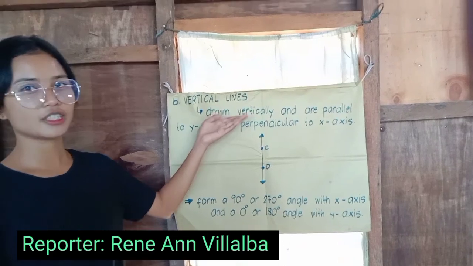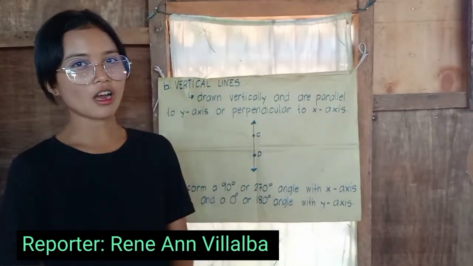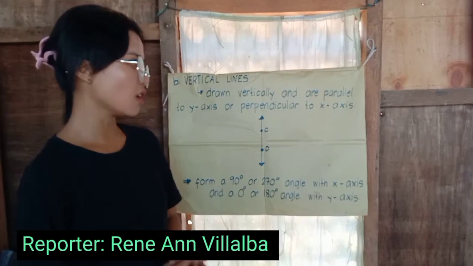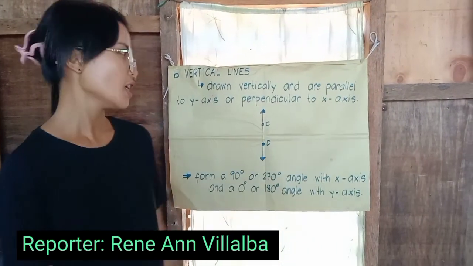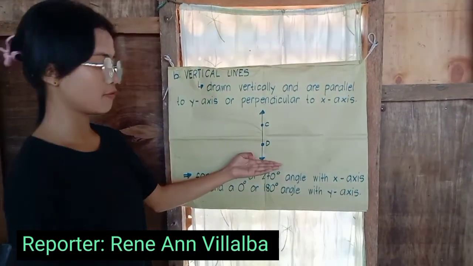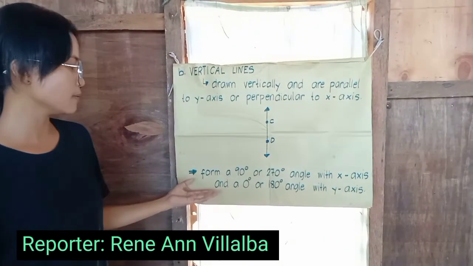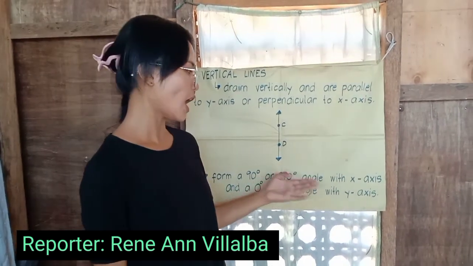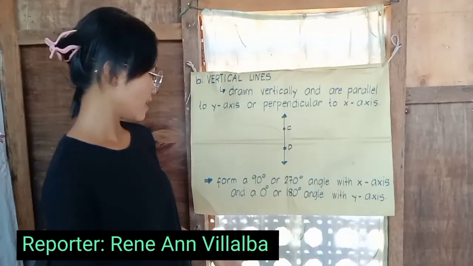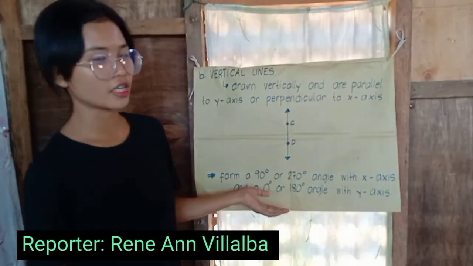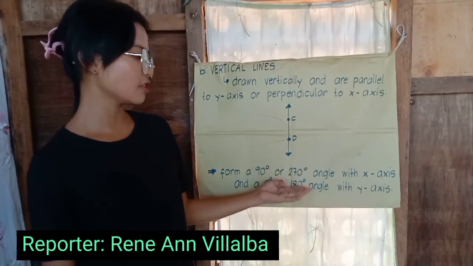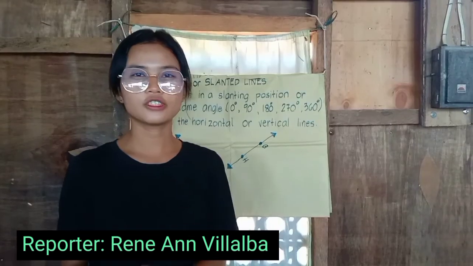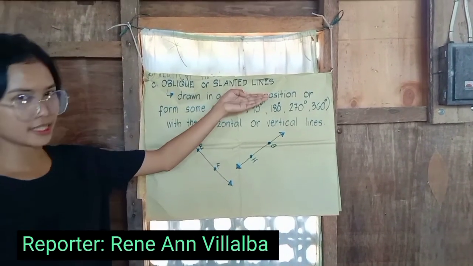Second is vertical lines. Vertical lines are drawn vertically and are parallel to the y-axis or perpendicular to the x-axis. So for a vertical line, this is the figure. It forms a 90 degree or 270 degree angle with the x-axis and a 0 degree or 180 degree angle with the y-axis.